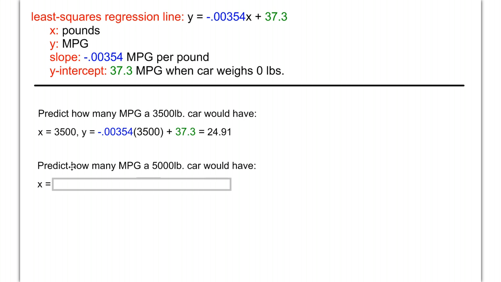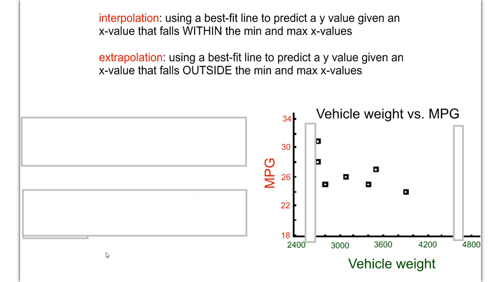Same idea down here. Let's do it again. Predict how many miles per gallon a 5,000-pound car would have. Well, for a 5,000-pound car, you're just going to plug in x equals 5,000. Same slope, same y-intercept, new value of x. So you plug in that value of x, 5,000 for 5,000 pounds, multiply it by your slope, add on your y-intercept, and for this one, a 5,000-pound vehicle, you would predict 19.6 miles per gallon.